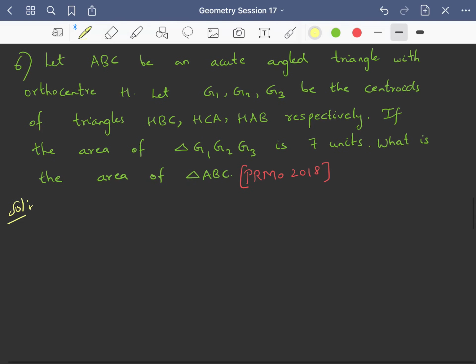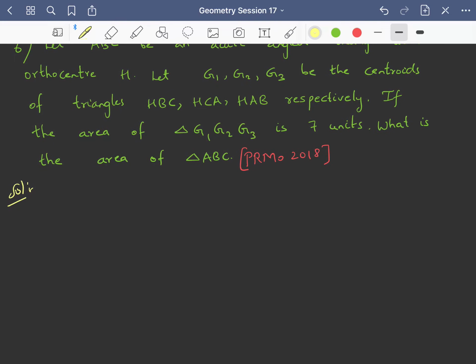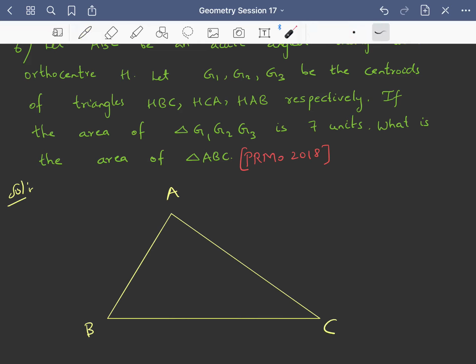Fine, so let us solve this problem. There is an acute angled triangle ABC, so first I am drawing that triangle. H is the orthocenter, so this is perpendicular, this is perpendicular, this is perpendicular. So H is somewhere here. Now let us draw HA, HB, and HC.